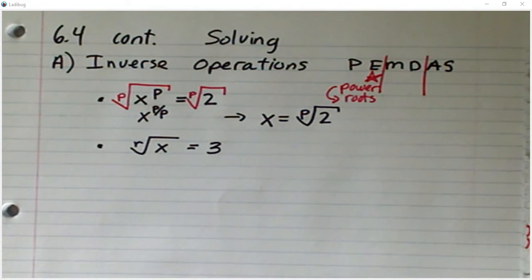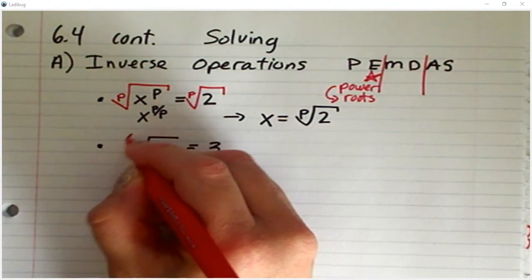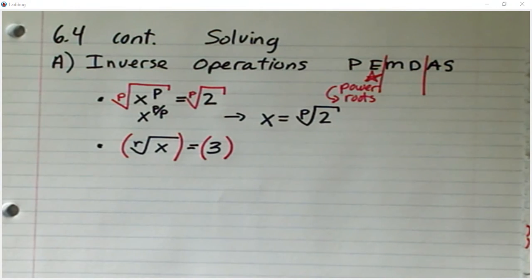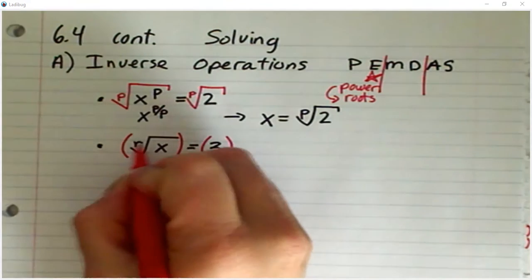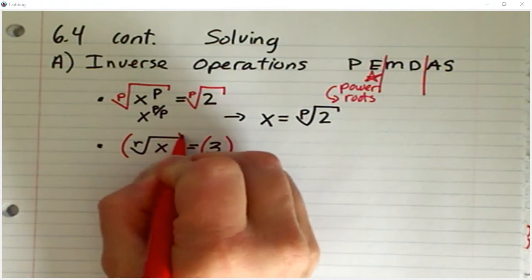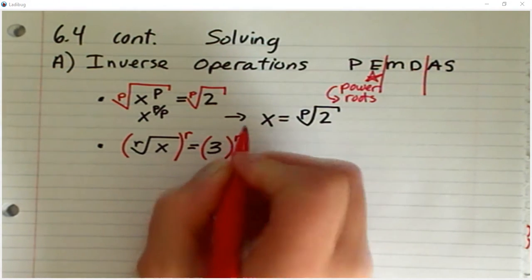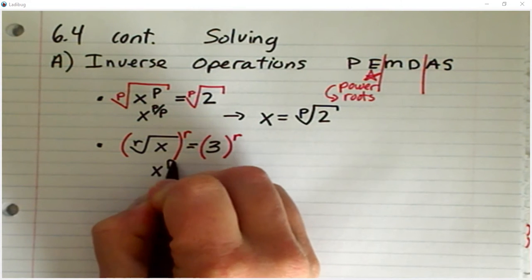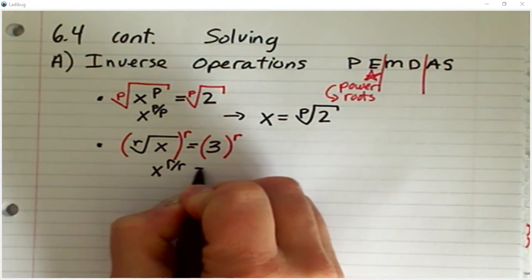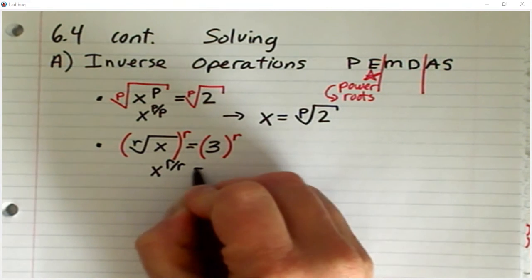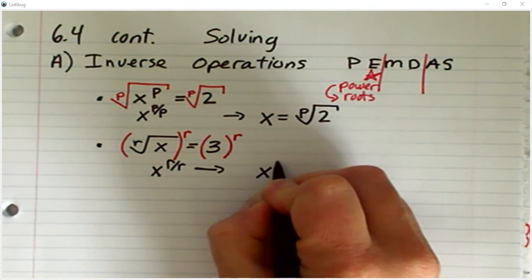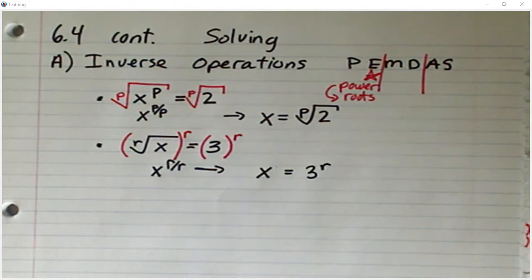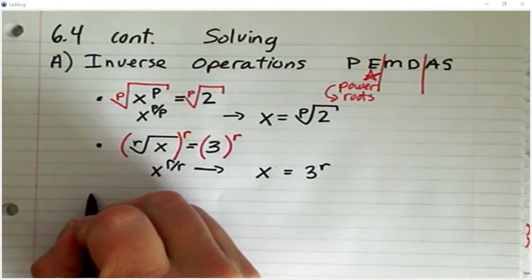Okay, so now I'm going to look at the root. Okay, so think about those. Okay, notice that I parentheses both sides of the equation. And if I want to undo a root, I have to do the matching power. Okay, and if I think about this in exponent form, okay, I end up with x to the first equals 3 to the r.